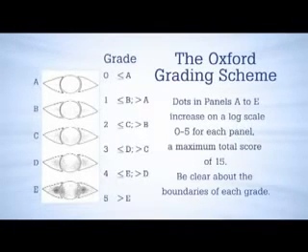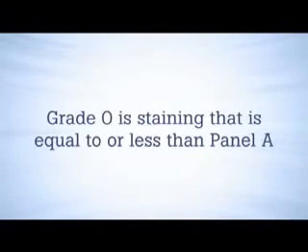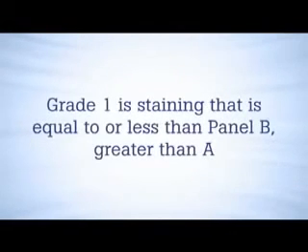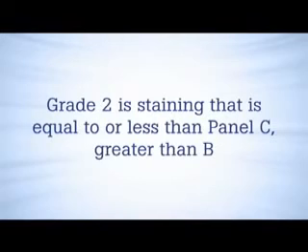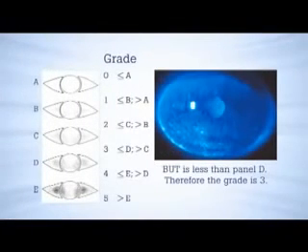For the Oxford scheme, grade 0 is staining that is equal to or less than panel A. Grade 1 is staining that is equal to or less than panel B, greater than A. Grade 2 is staining that is equal to or less than panel C, greater than B, and so on. Finally, here are 3 examples. In this patient, corneal staining is greater than panel A, greater than panel B, greater than panel C, but less than panel D. Therefore, the grade is 3.